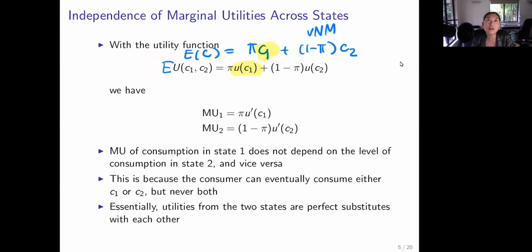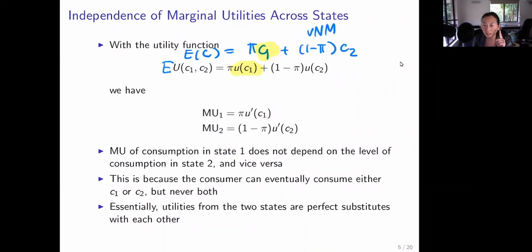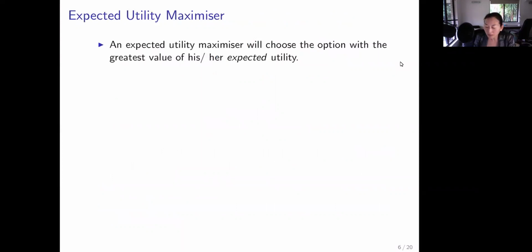Now you think about it. You maximize this function. What does it get you? I maximize this function with respect to a budget constraint. What is going to be my budget constraint? We're going to talk about that later. But what you know is that you want to achieve the maximum value of this. Whatever that is, that is what you want to get. So an expected utility maximizer will choose the option with the greatest value of his or her expected utility.